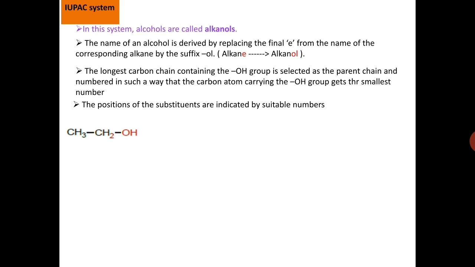Here we have to see the 2 carbon, and the OH group is attached to the first one, therefore it is a derivative of ethane, and the E of ethane we have to replace by OL, therefore it is ethanol. Next one is a 3 carbon, therefore a derivative of propane, and the OH group is attached to the first position, therefore we have to call it propane-1-ol.